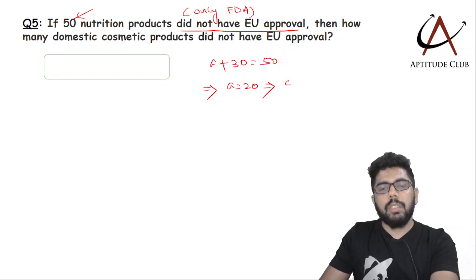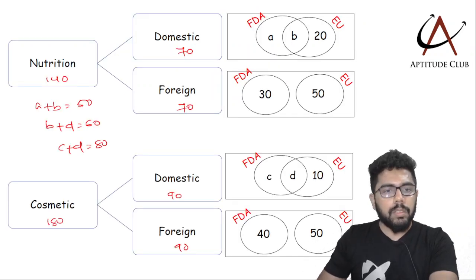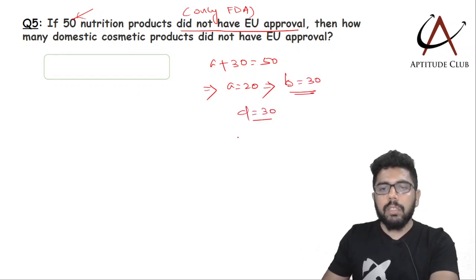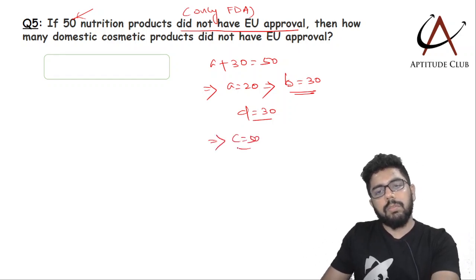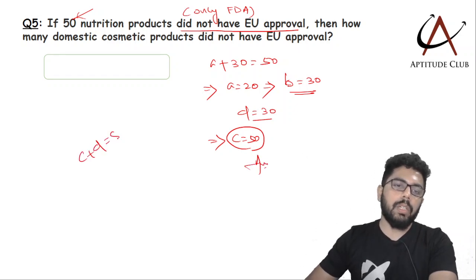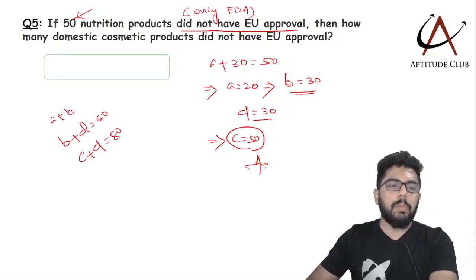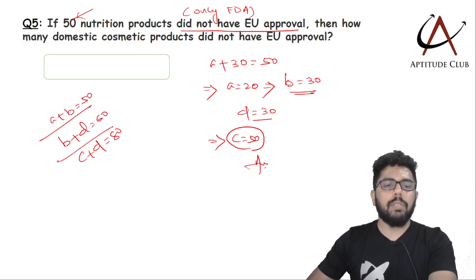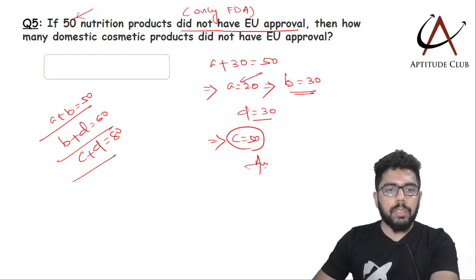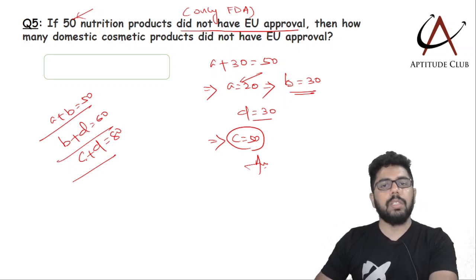If A is 20, then how much is B? B is 30. If B is 30, then D is 30 because B plus D is 60. And if D is 30, then C is equal to 50. So C plus D is equal to 80, B plus D is equal to 60, and A plus B is equal to 50. So gradually we'll just use these equations. A 20, so B is 30, B is 30, so D is 30, D is 30, so C is 50.